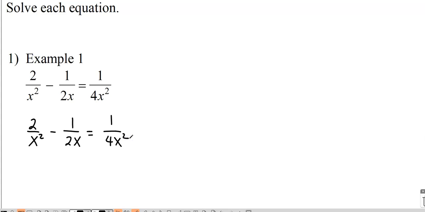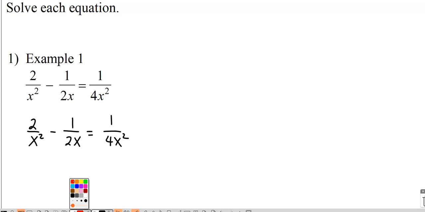Okay, so what I'm going to do here is I want to get rid of the denominators, and we just talked about how you do that. You get rid of your denominators by multiplying by those denominators, okay? Now, if I multiply this side by a denominator, I'm going to do it to this side, so you have to do it to all 3 of them, okay? Now, we have 3 different denominators here. I've got x to the power of 2, I've got 2x, and I've got 4x to the power of 2.